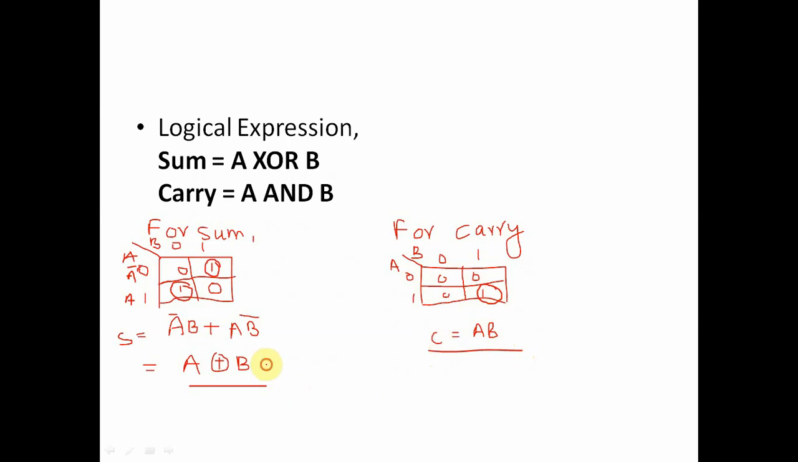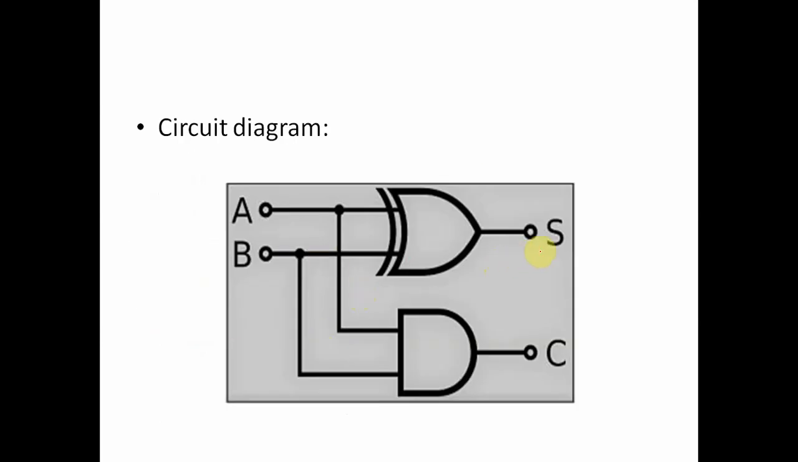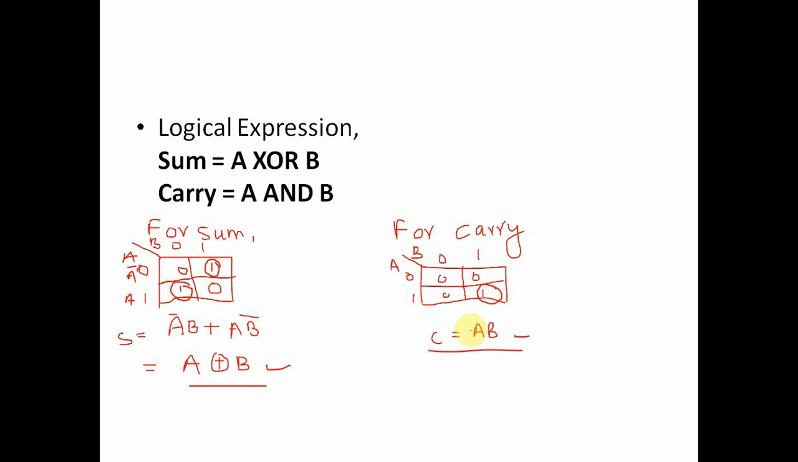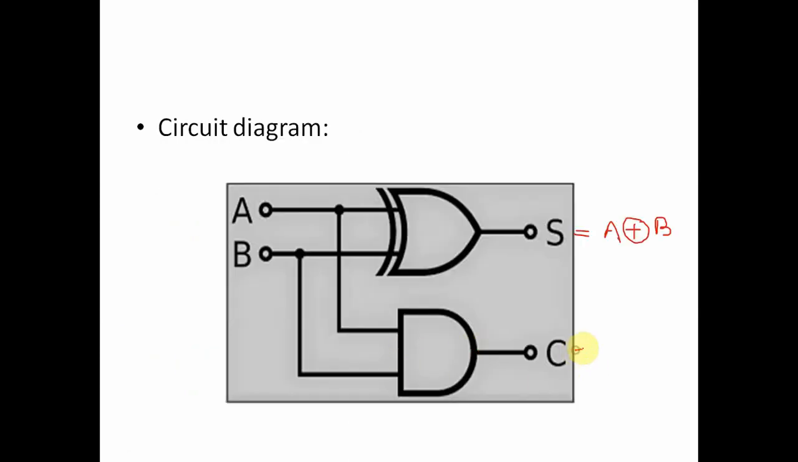By using this method, we draw the circuit diagram. Sum is nothing but A XOR B, so for that purpose we draw an XOR gate. And for the carry, in between A and B an AND gate is present. Carry is equal to A into B. This is the circuit diagram of the half adder.